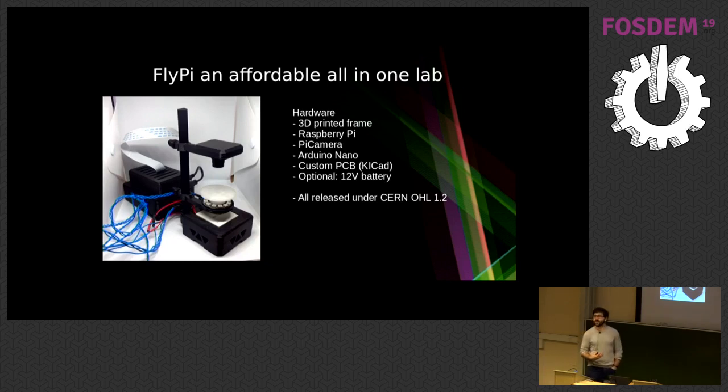Then we have an Arduino Nano coupled and communicating with this, because we need time precision down to microseconds for a lot of the assays that we do in neuroscience, right? It's really easy to have this time precision with an Arduino, as compared to a Raspberry Pi. We made a custom PCB with KiCad, and you can power this whole thing with a 12-volt battery. With a lead battery, which is about this big, you can power this for a couple of hours, right? Everything is released under an open hardware license.